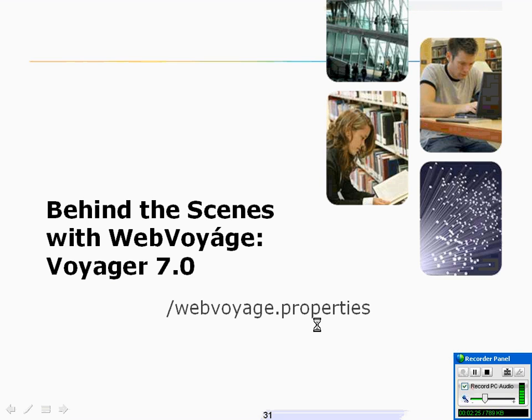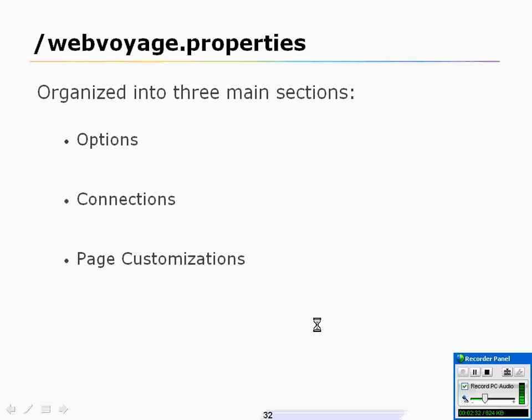Then one of the primary files that we get working with is the WebVoyage.properties file. This is organized into 3 main sections. We've got the options, the connections, the page customizations. This file is similar in scope to the opac.ini of WebVoyage Classic. So it does a lot of that kind of thing.